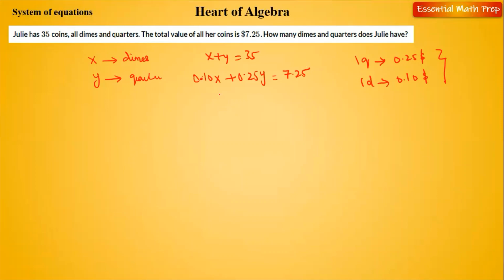So we can substitute either Y for X or X for Y. If you call this expression 1 and 2, you have to substitute 1 somehow in 2. So let's do Y equals 35 minus X. That means 0.10X plus 0.25 times (35 minus X) equals 7.25, right? So 0.10X plus 0.25 times 35.